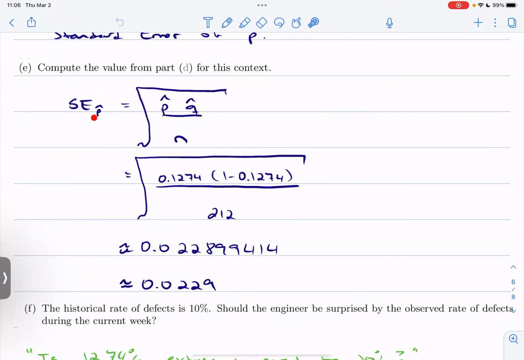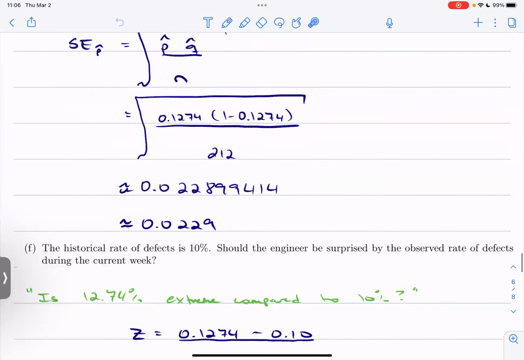And just to denote that it's the standard error for p hat, I'm going to try to use a little subscript p hat, to denote that that's the standard error of p hat. What's going to happen is we're going to have lots of different standard errors. So that's why it's good to keep track of which one you're talking about, okay? And we've only talked about one so far, but it's good to get in that habit.